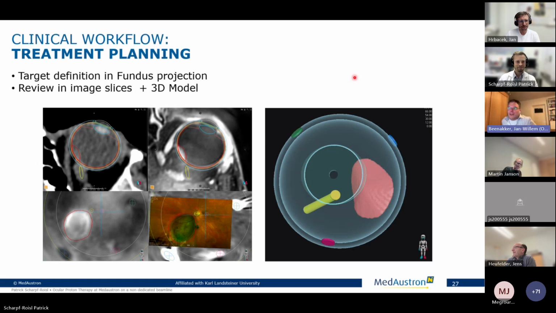I have a question which continues a bit on Martin's question. So I see you use CT imaging as well. What does it add compared to the fundus and the MRI image?